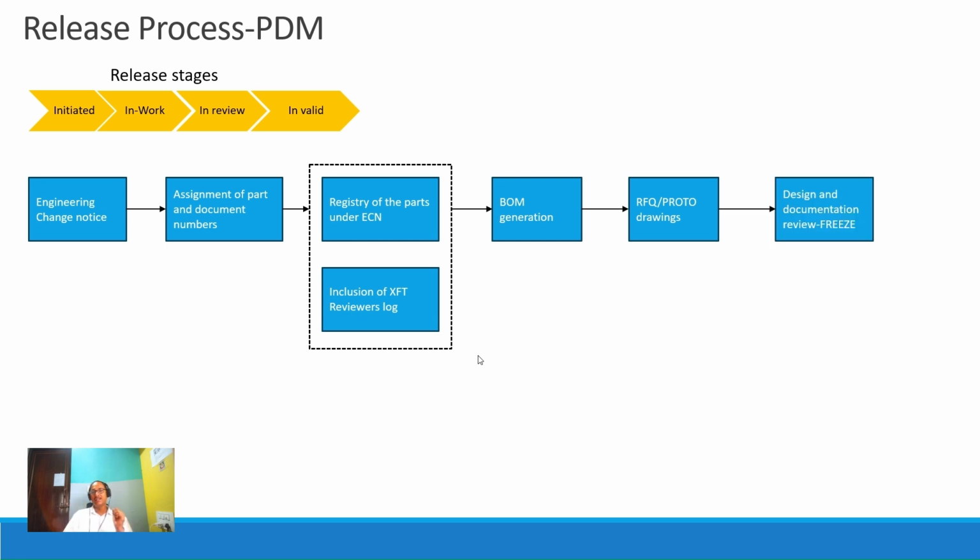The next is design and documentation review. To do this, the engineer has to trigger this review. The triggering is done by pressing the freeze button in the PDM software. If I had that PDM software in front of me, I could have shown you that. There is a particular button called the freeze button, where the engineer presses that button and it triggers the review. Once the engineer presses the button, he cannot do any design modifications on this particular design.